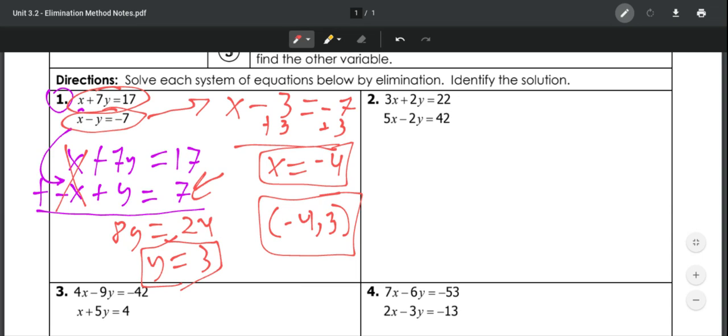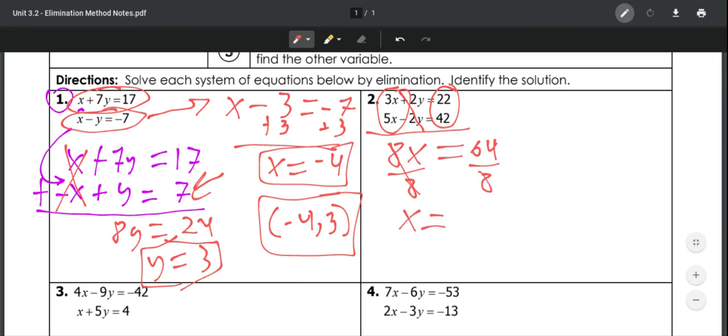So that's how you would solve those two systems of equations. Now, in number 2, it's already set up for you. These two would cancel out: a positive 2y minus a 2y would just be 0. So you would add these together. Add your x's together, that gives you 8x, and add your integers together on the end, that'd be 64. Then you divide both sides by 8, because this is just solving equations. So x is equal to 8.